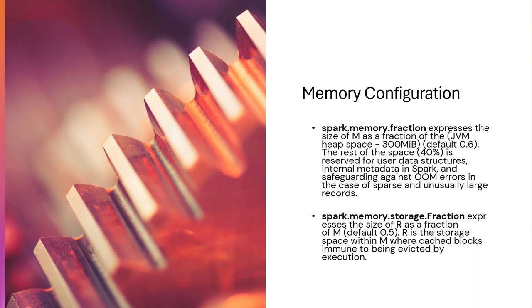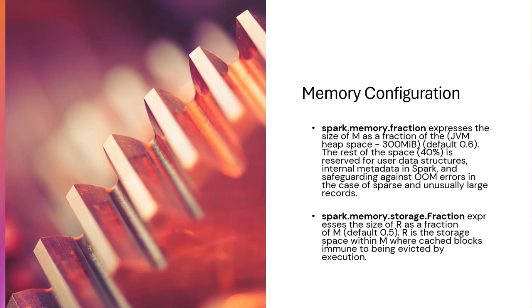Now the default memory fraction is 0.6, which means the rest of the 40% is reserved for data structures, internal metadata, and safeguarding against out of memory. Which means that out of the whole of memory that is available to us, there is a reservation of 60% for Spark to internally store its metadata, data structures, etc. The rest of the 40% is available for us to play with. So this particular property sets the value that can be used by Spark internally. Otherwise, we will keep getting out of memory errors.